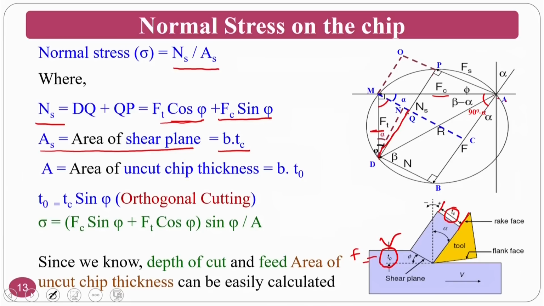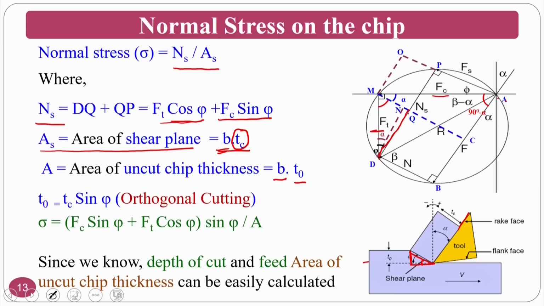That means this is unknown to me, and B is nothing but my width of the chip, or depth of cut. So the area of uncut thickness is nothing but B into T naught, and now we have to find the relation between T naught and TC, that is, uncut thickness to chip thickness. If you form a triangle, T naught is this whatever I have drawn here. If you take this as a triangle, this is the angle phi. So you can calculate from this triangle T naught equal to TC into sin phi.